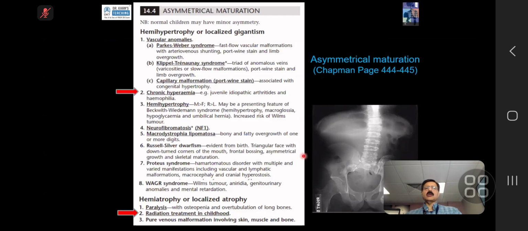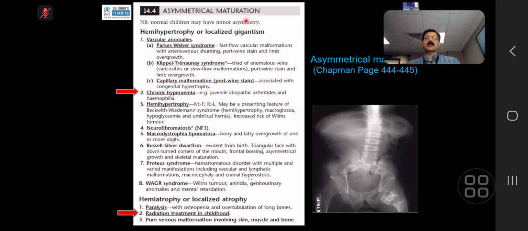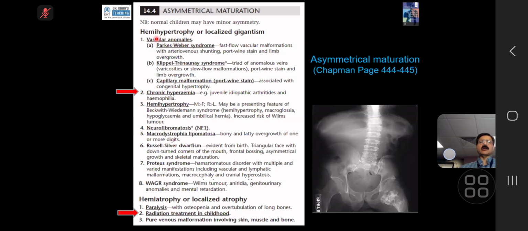Let me tell you, first of all, there is a differential diagnosis in your book, 14.4, asymmetrical maturation. And by the way, congenital hyperemia can cause hypertrophy. So, for example, in JIA or hemophilia, the epiphysis will become enlarged. On the contrary, here it is hemiatrophy or localized atrophy. And this is an exam case.